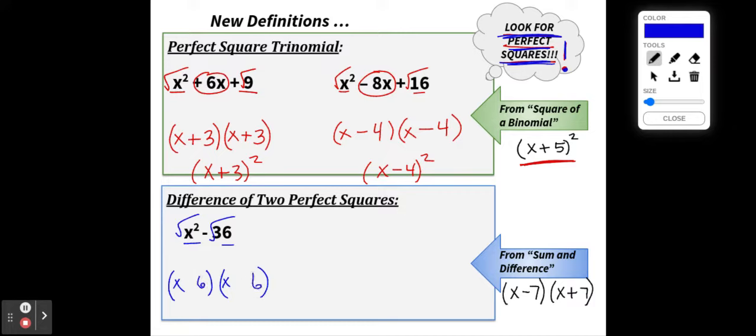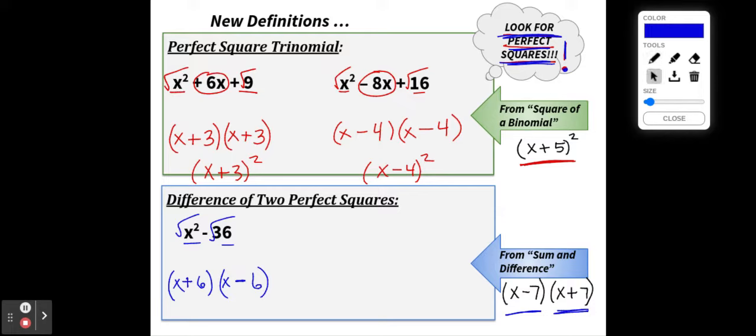Now do you see how the middle term's missing from this trinomial? There's no middle term. And that's because this came from a sum and a difference where the middle term canceled out. So that means that one of these has to be plus and one of them has to be minus. And if you were able to FOIL this out, you'd see that it would be a negative 6x plus 6x in the middle that would cancel out to make 0. So that would be the factored form of this difference of two perfect squares. And that comes from the sum and difference.